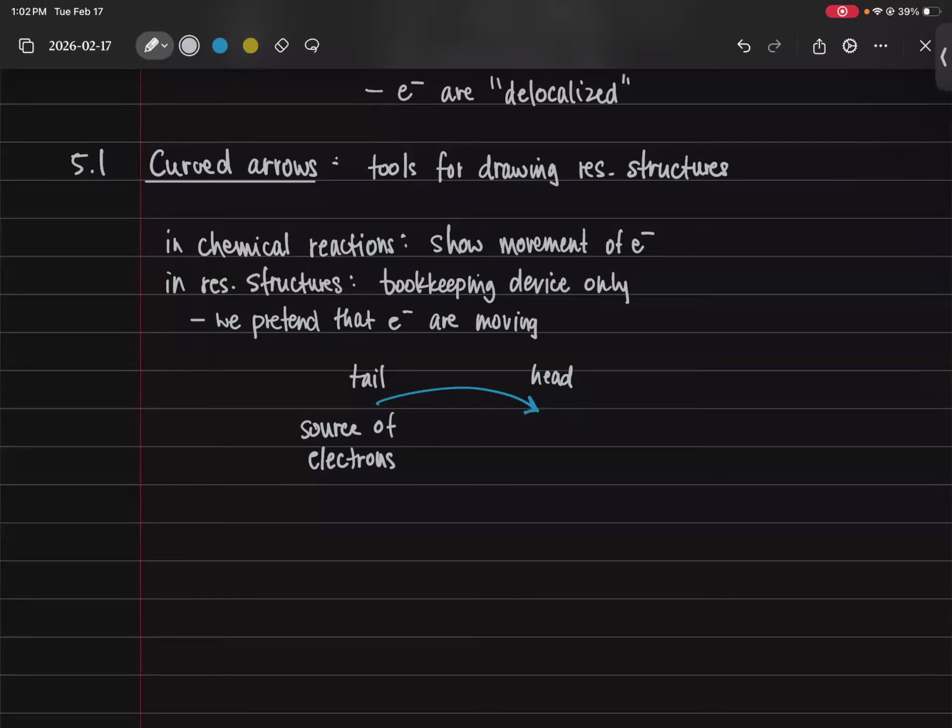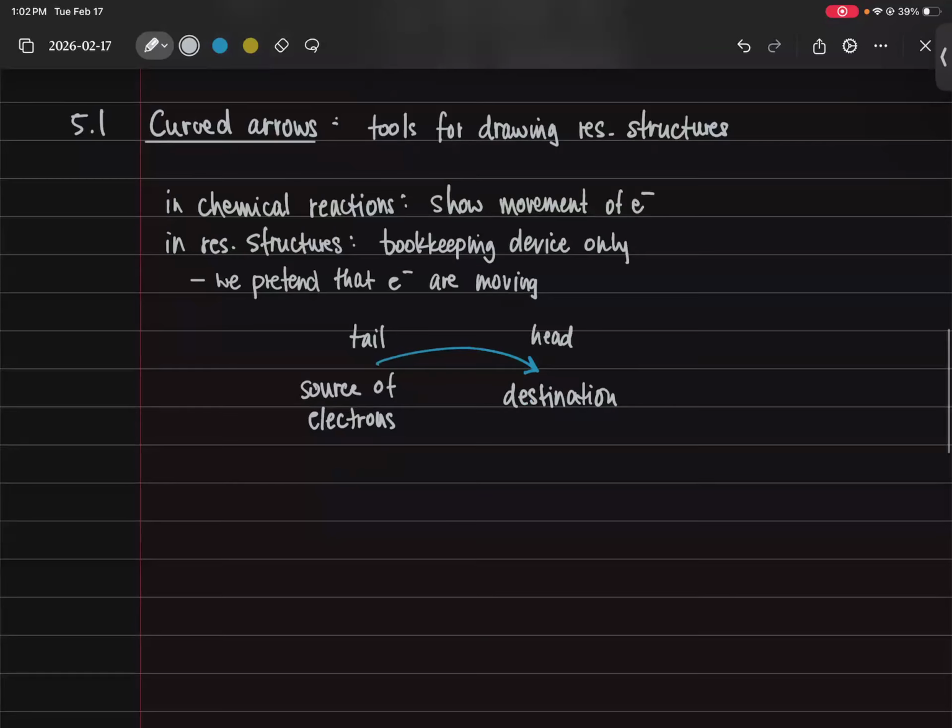The tail of the arrow tells us what the source of the electrons is, where the electron's coming from. And the head, unsurprisingly, is showing the destination of the electrons. I know so far this is really conceptual, and I haven't shown you any examples, but we're going to do that pretty soon here.